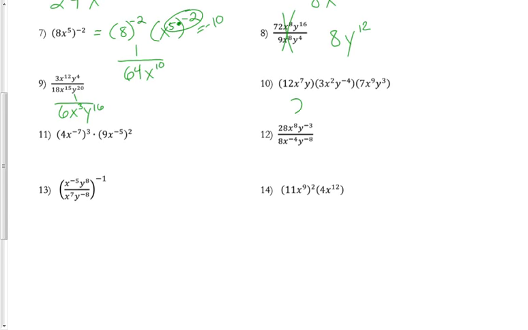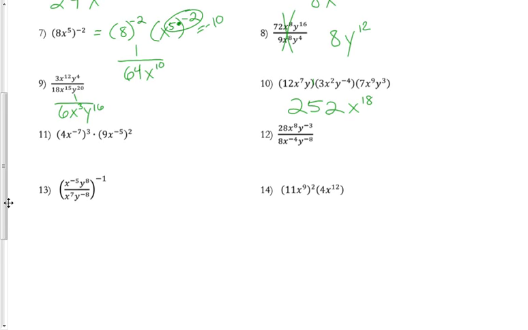10, this is just a multiplication problem. You have 3 being multiplied together. So 12 times 3 times 7 gives you 252. When you add all of your exponents on your x's, you get x to the 18th. And when you add up the exponents on your y's, you have y to the first plus y to the negative fourth plus y to the third. You end up with y to the 0, so it doesn't belong in your answer.